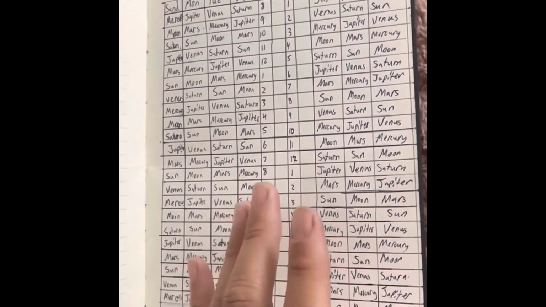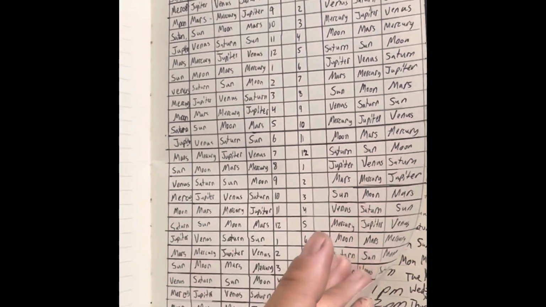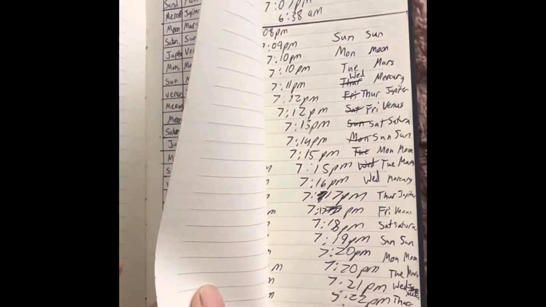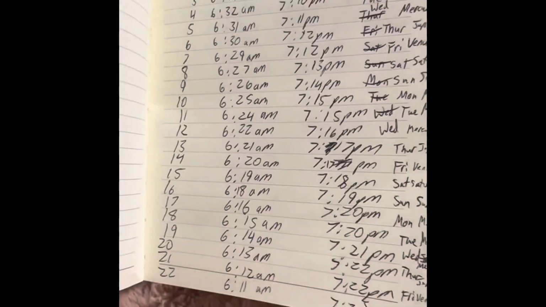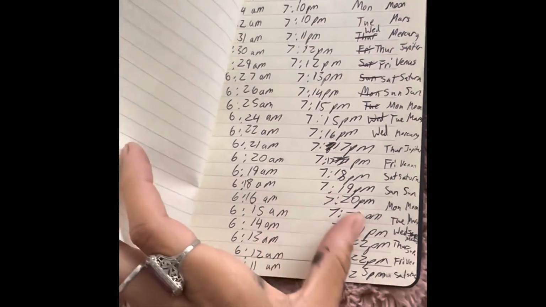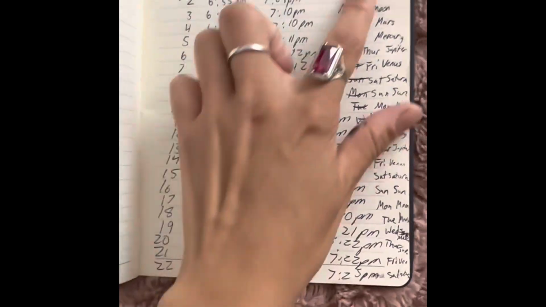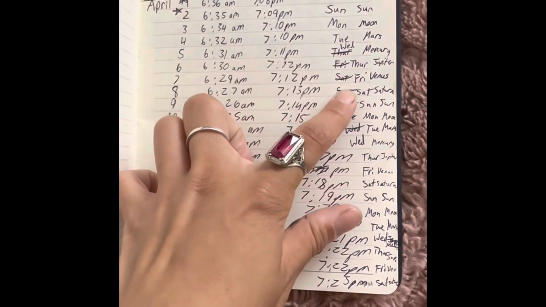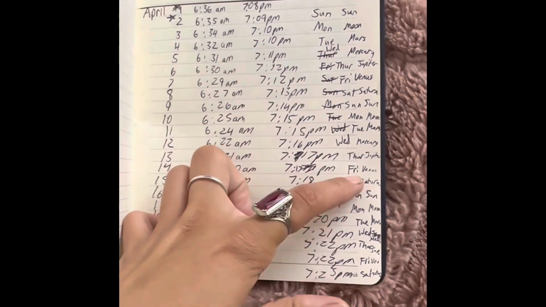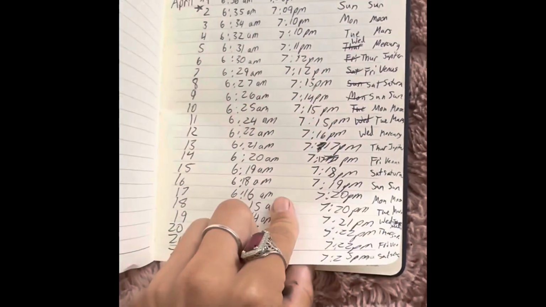I used to not be good at math, but I do like sacred geometry now with it, which is funny. And what I did for April is I wrote down all the times for the sunrise and the sunset, and then I wrote down the days, along with the planets, just to solidify that.